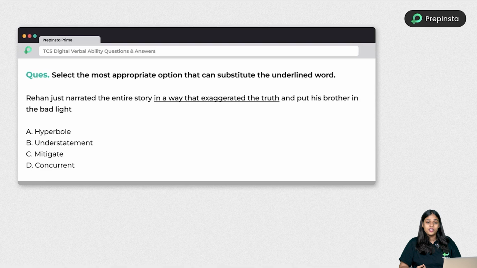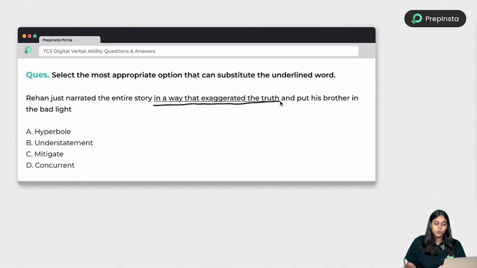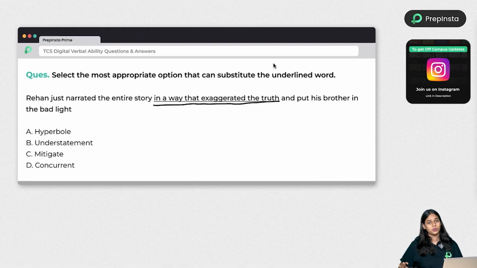Alright, Rehan just narrated the entire story in a way that exaggerated the truth and put his brother in the bad light. Alright, the options given to you are hyperbole, understatement, mitigate, or concrete. Right? So what you have to do here is replace this entire underlined phrase with a single word. Alright, and for that you have to know the meanings of these words, which I know that you cannot have a complete knowledge of all of the words in the world, right?